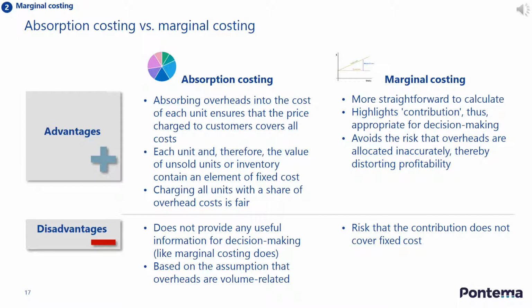By contrast, marginal costing ignores fixed costs, thus avoiding the risk that overheads are allocated inaccurately and distorting profitability. But there is a risk that a unit cost's contribution will not cover all fixed costs.